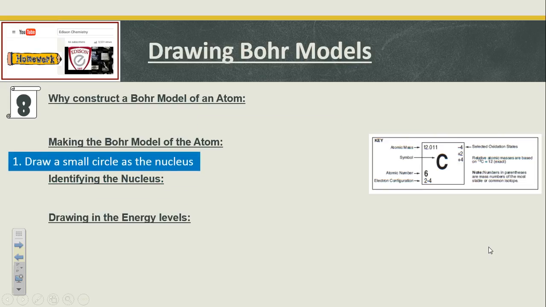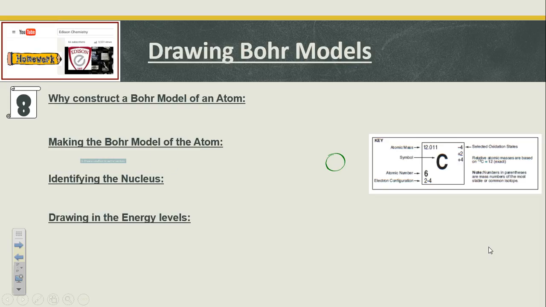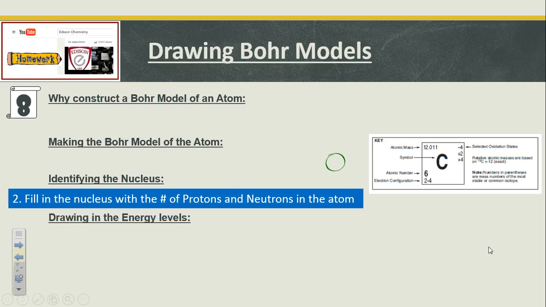To make a Bohr model of the atom, the first thing we've got to do is draw a small circle for the nucleus. To identify that nucleus, we need to fill in the number of protons and neutrons. From this particular example, the protons are 6, and the neutrons are 6 as well. I figured that out from the atomic mass and the atomic number that's presented.